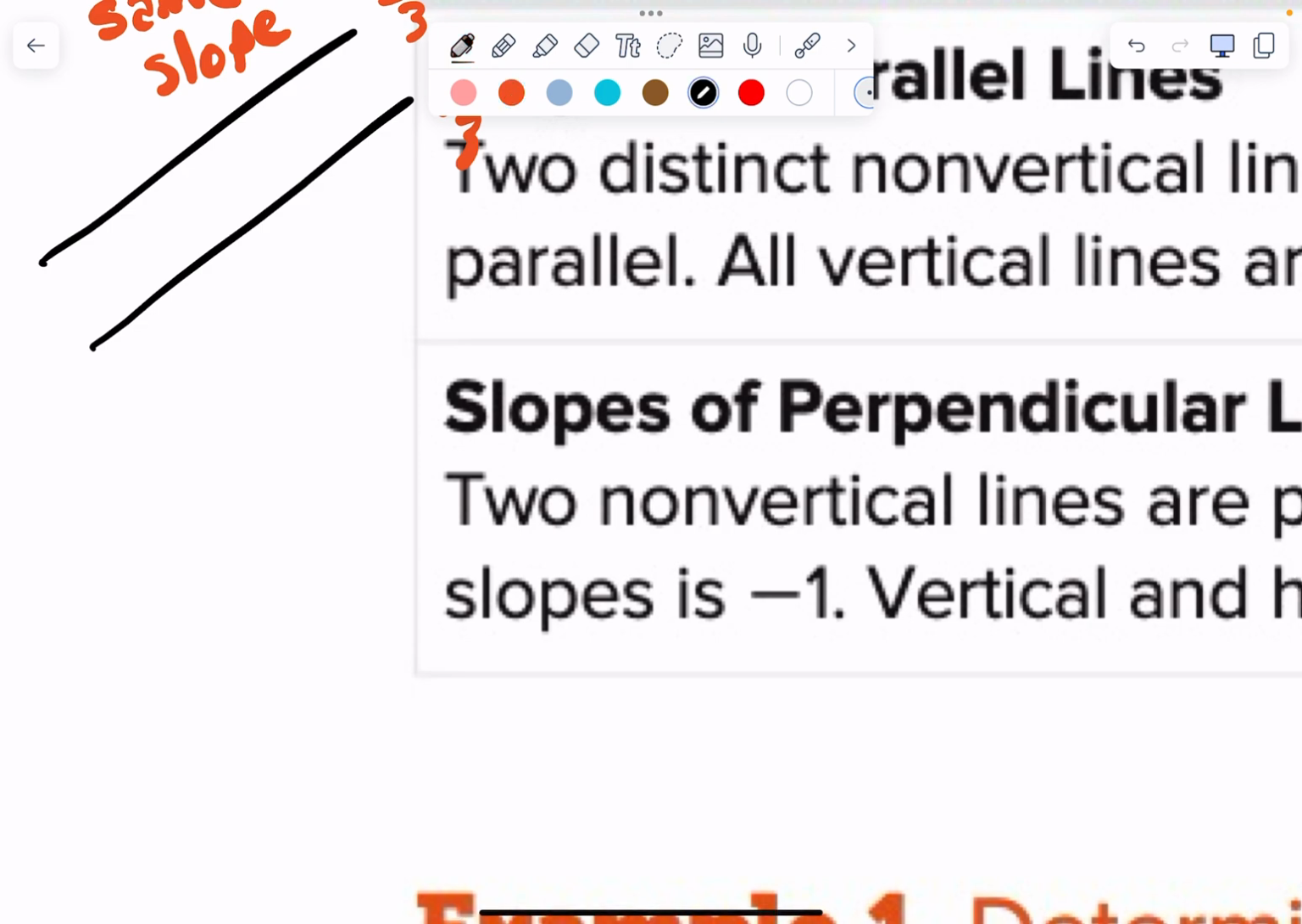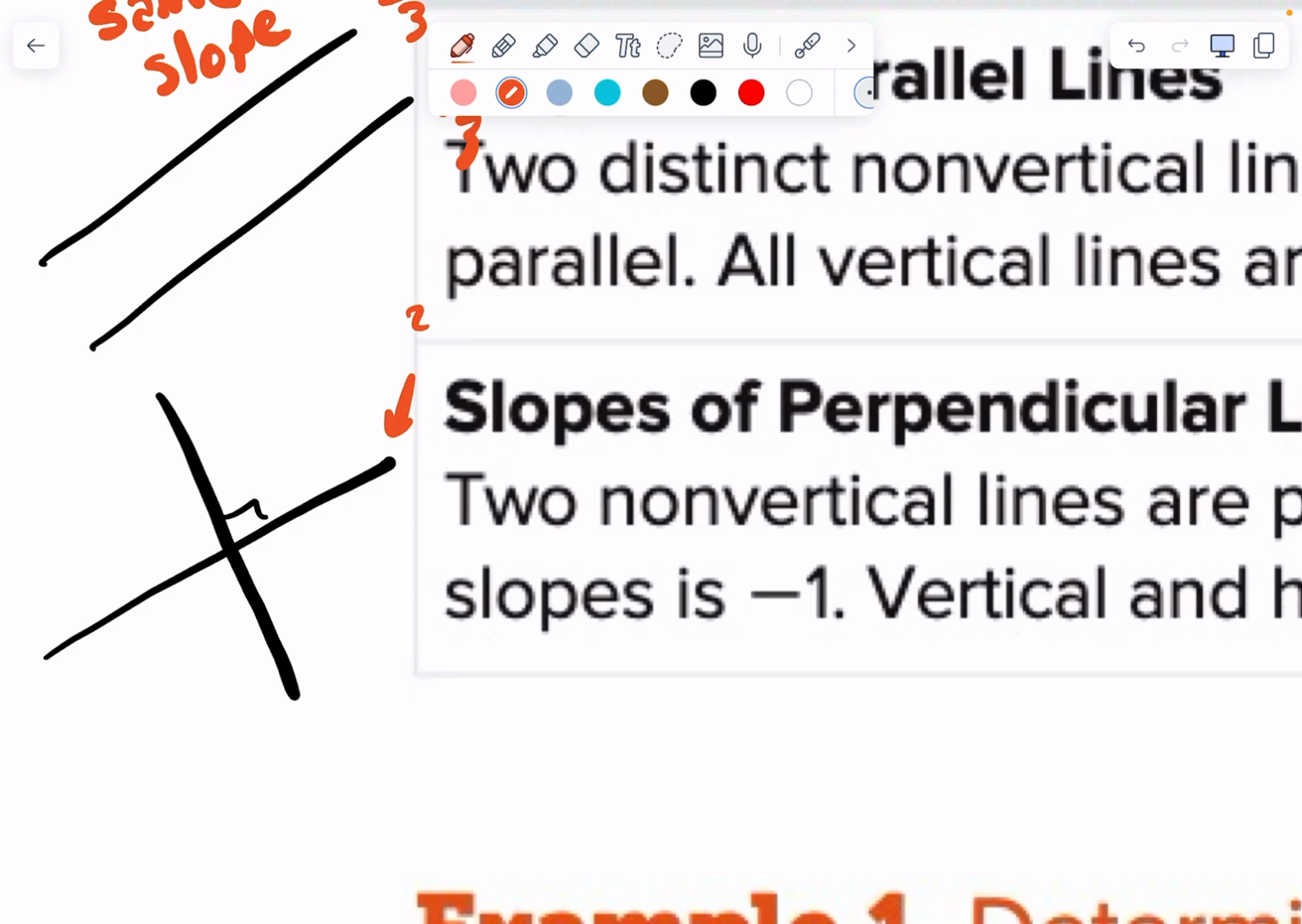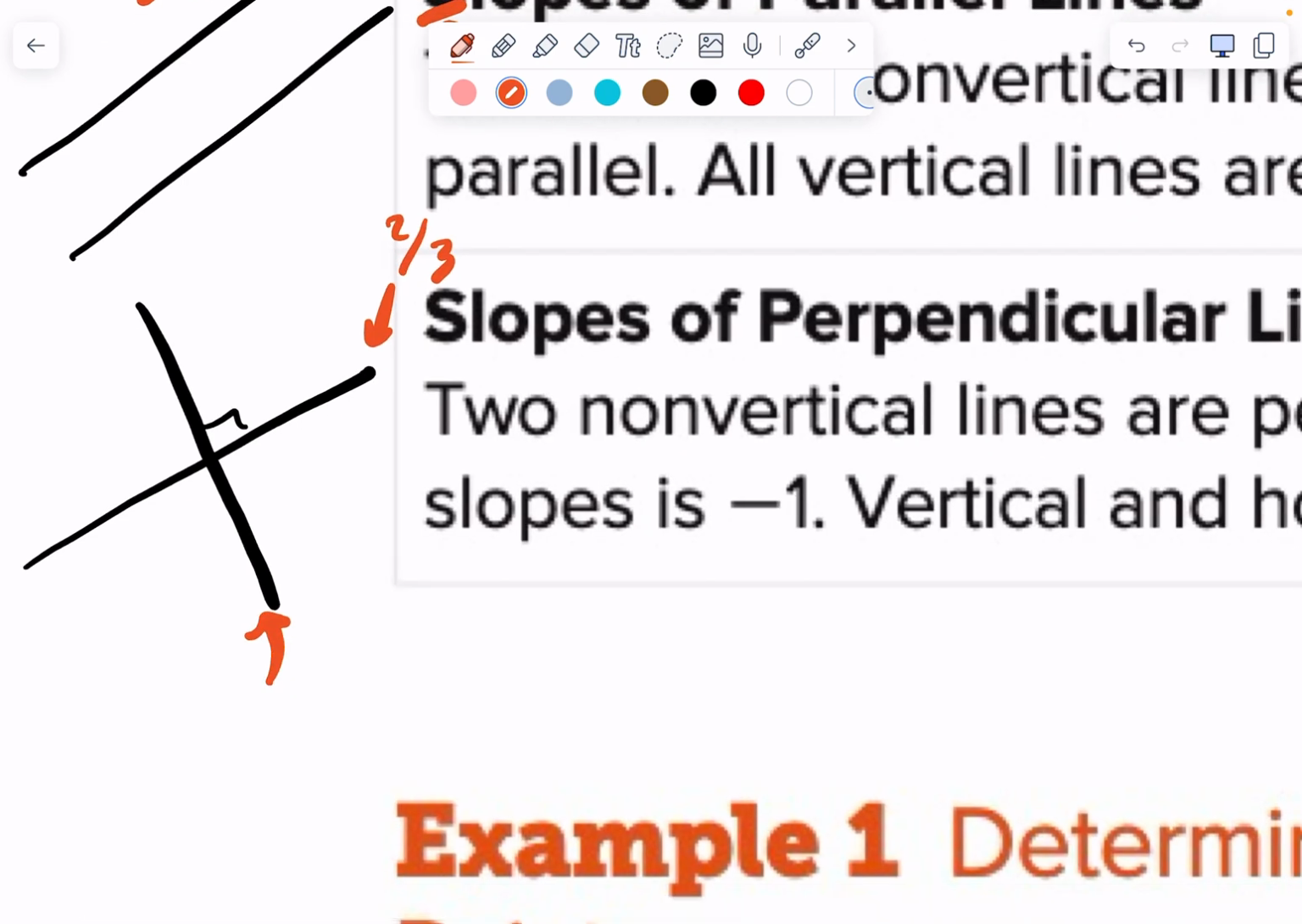Next, perpendicular lines. I'm going to draw perpendicular lines at a slant like this, making a 90-degree angle. If this one has a slope of 2/3, what's the slope of this one? Negative 3/2. Put a little star here.